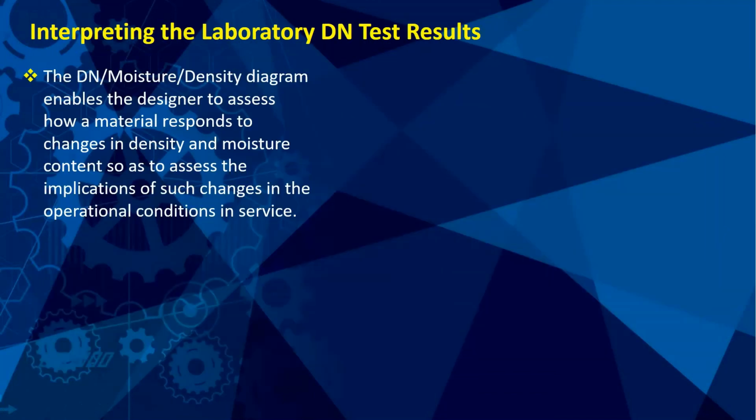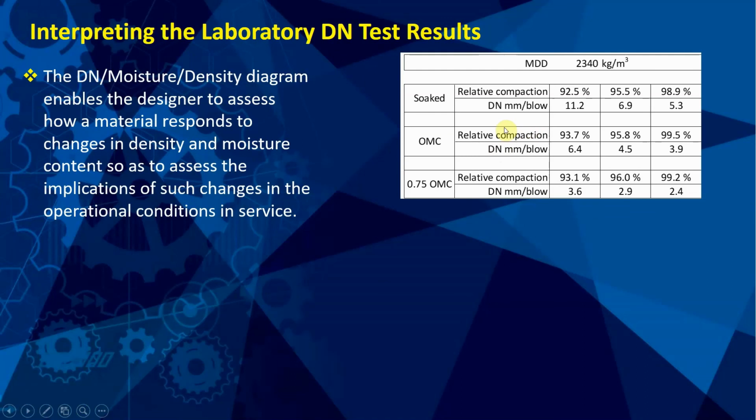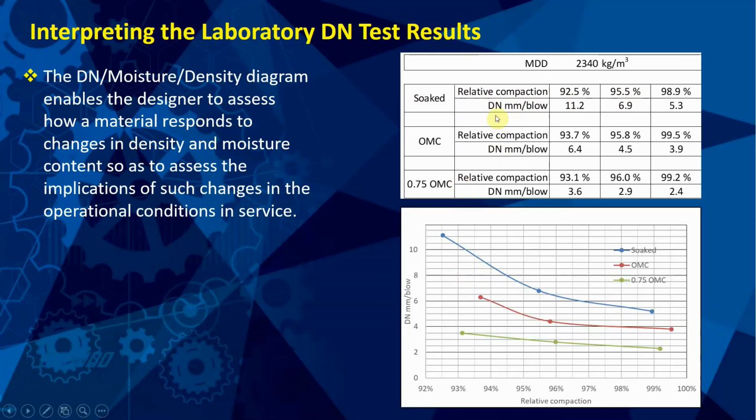Let us now briefly discuss how to interpret the laboratory DN test results. Tabulate the average DN test results and the corresponding relative compaction values as demonstrated in this table. On the basis of this table, plot the DN, density, and moisture diagram as demonstrated in this figure.